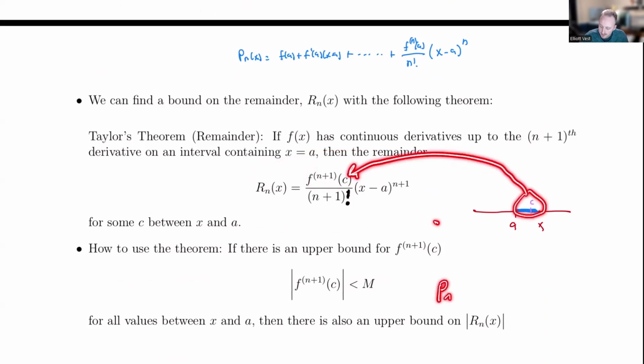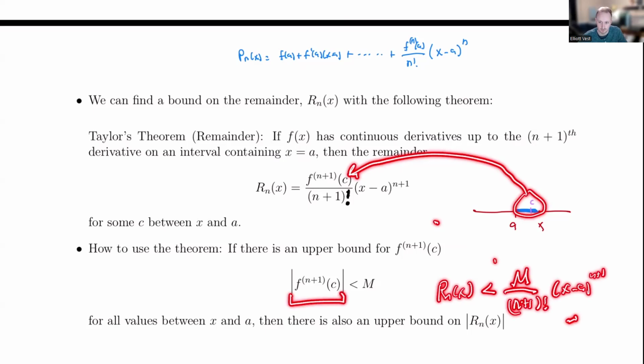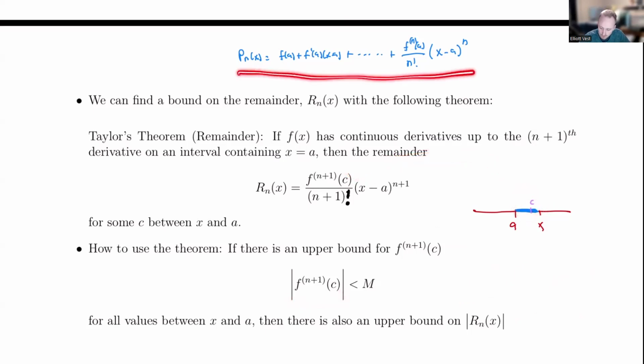Then my Rn of x is going to be less than or equal to that largest value, n plus 1 times x minus a to the n plus 1. And this is something I can find. So we need to figure out what is the largest c I can plug into my derivative on this interval. That gives me an upper bound for my remainder, so I don't have to calculate the whole thing, calculate what the actual answer is, like I did here, to find what my remainder is.